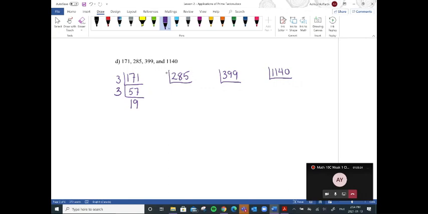Okay, 285 ends in a 5, so we can definitely divide out 5, which leaves me with 57 again. And we just dealt with 57 over here, so I know I can take out a 3, and it's going to give me a 19. And then that one's done.